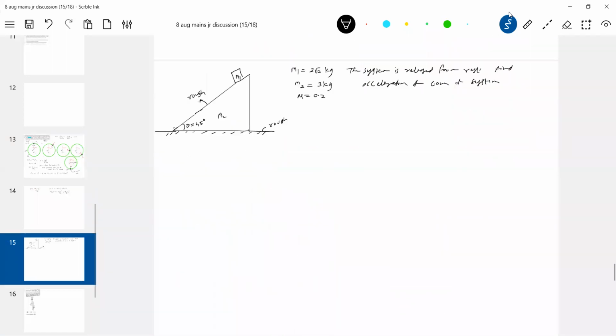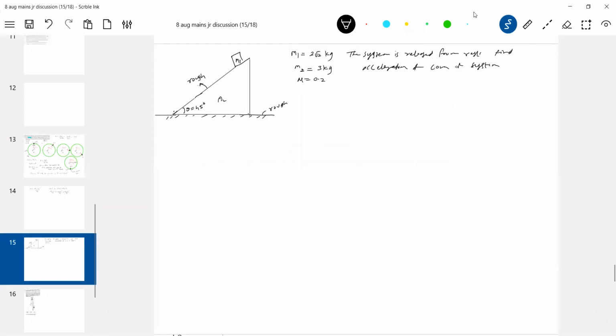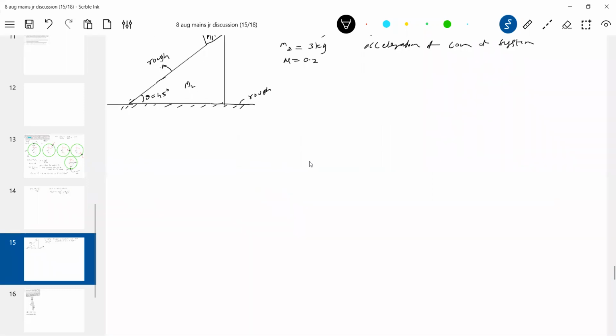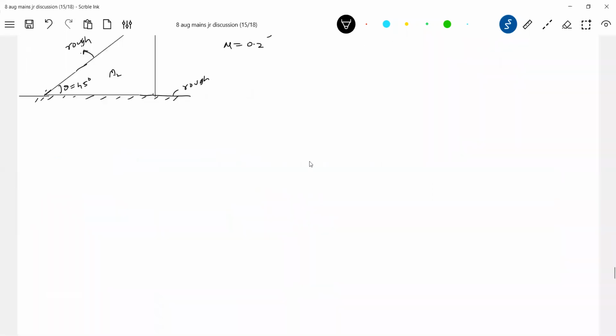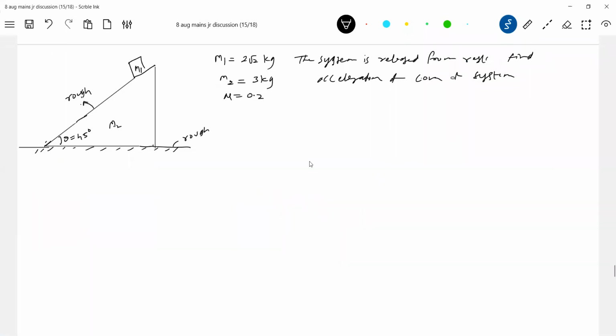Okay, now take this one here. This is very important. The system is released from rest. Find the acceleration of center of mass of the system. You see that the surface is smooth and the inclined plane is rough. It is asking for the acceleration of center of mass of the system, so directly get into the various forces that are going to act here. This is theta.